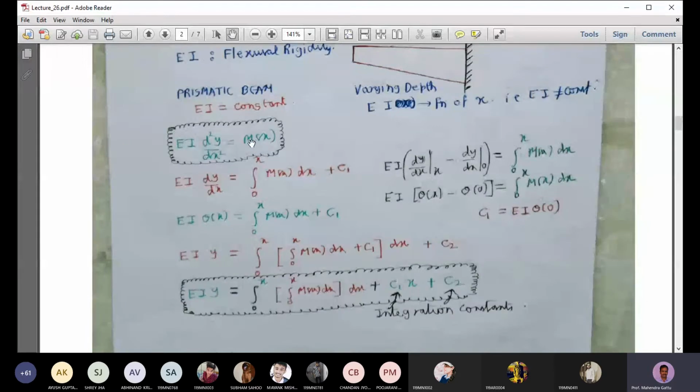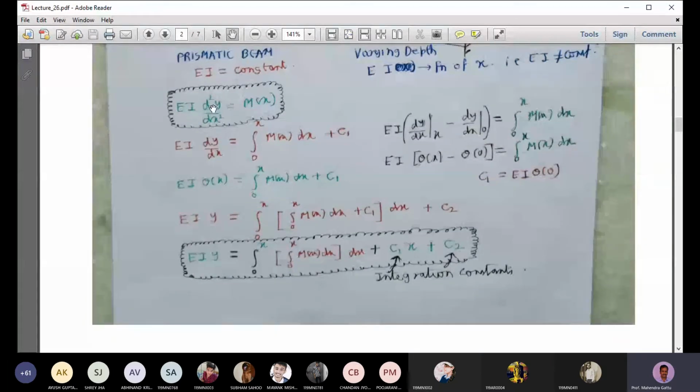So how to solve this equation? We know the M of x from the free body diagram. We draw the free body diagram of that cut section, and we can find the M of x. Once we know M of x, we just have to integrate it. So we'll do the first integration. We'll get EI dy by dx equal to integral 0 to x M of x dx plus some constant.